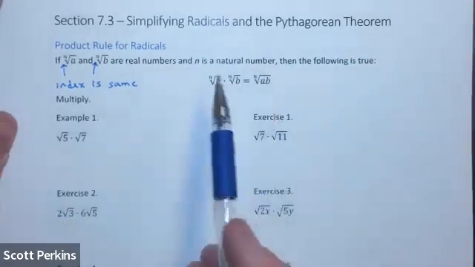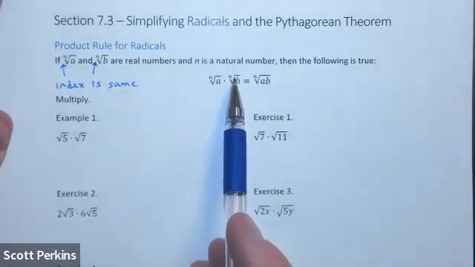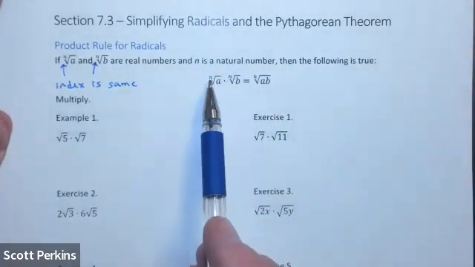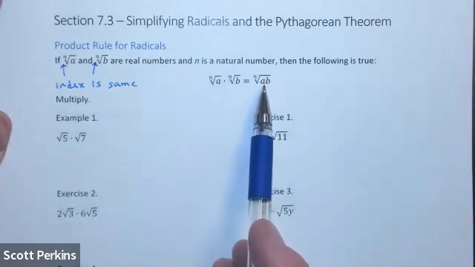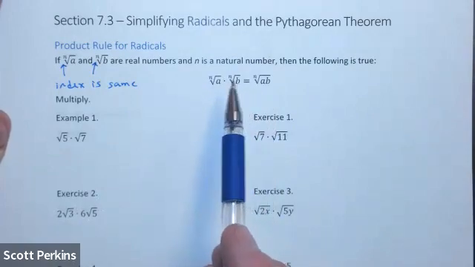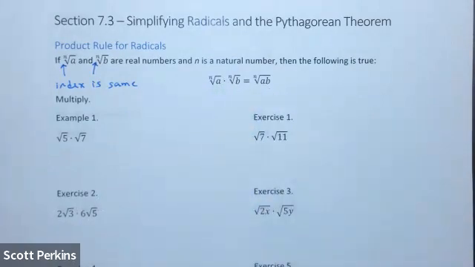Then the following is true. If you have the nth root of A times the nth root of B, since the indices are the same, then you can put the whole multiplication under its own radical. And this can go both ways. If you have stuff under the radical, you can separate it if you need to, or you can multiply it. We're going to go through both situations.